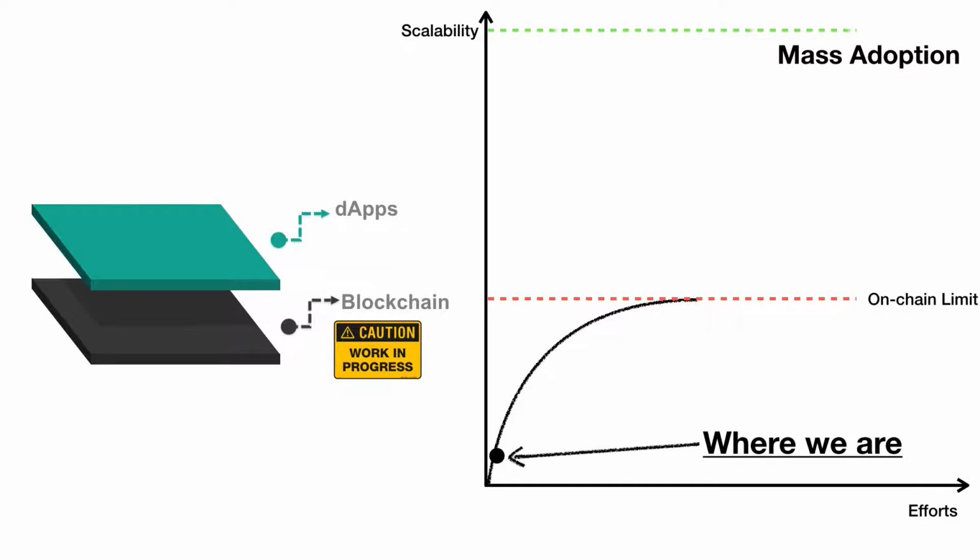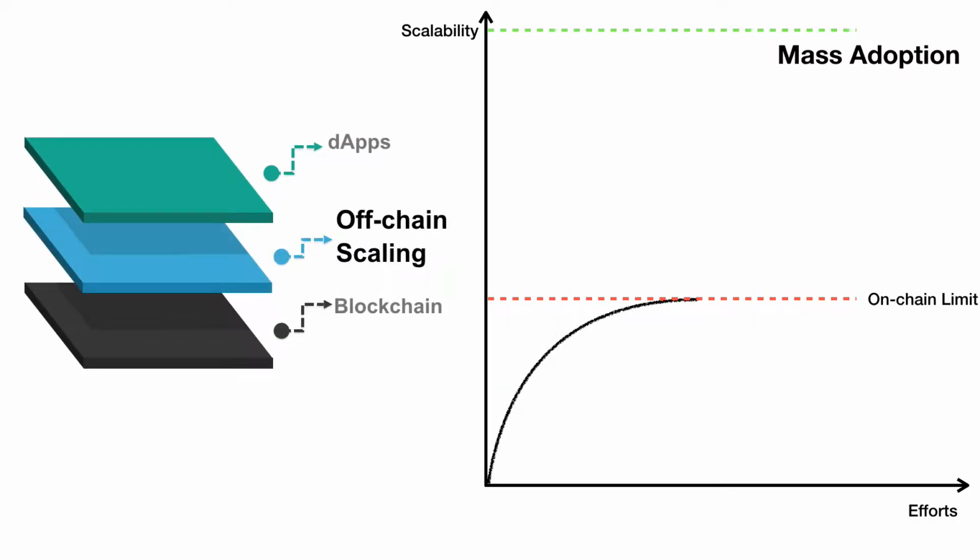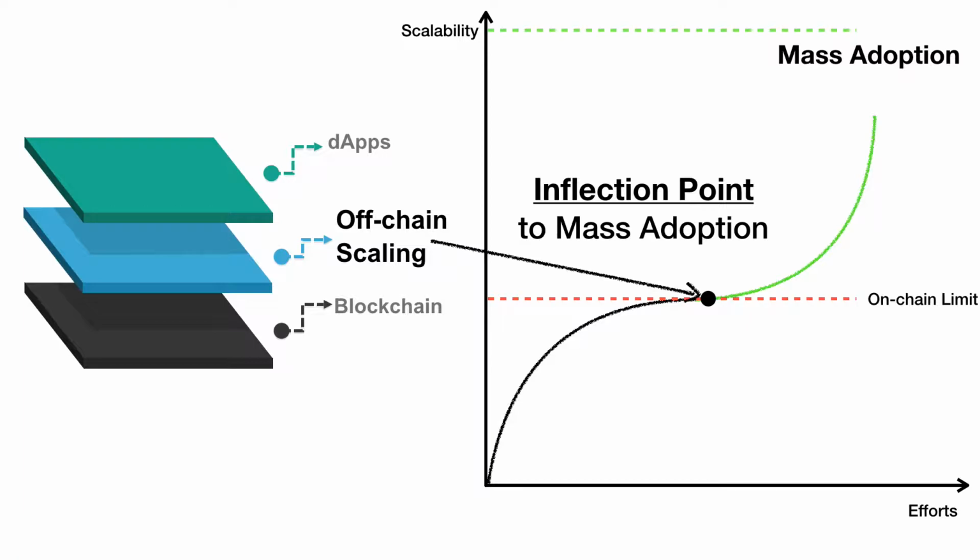And therefore, we need something new here that is called off-chain scaling. And that will be, we believe, the inflection point for blockchain technology to reach mass adoption.